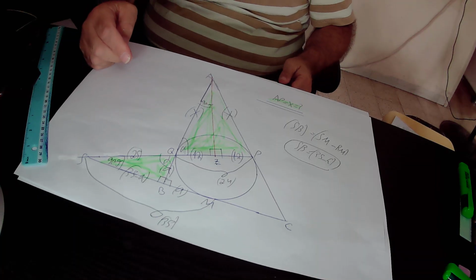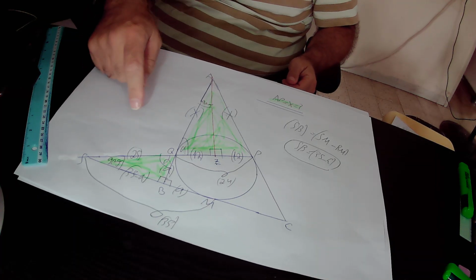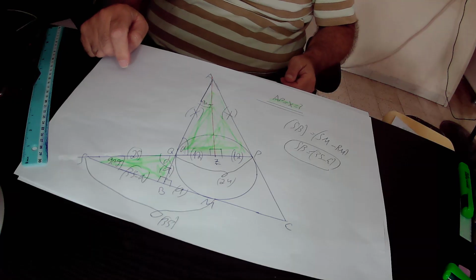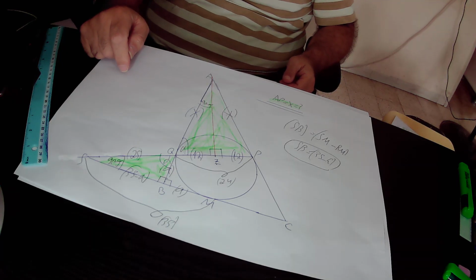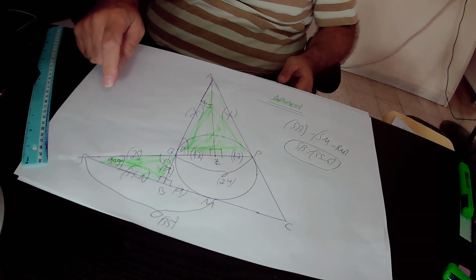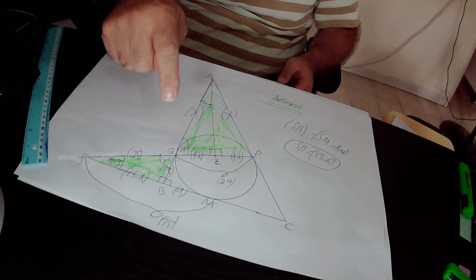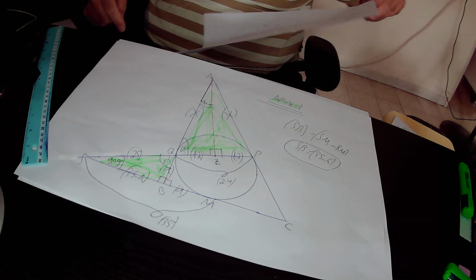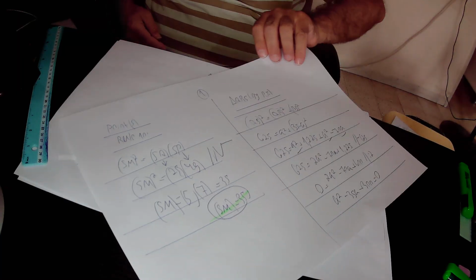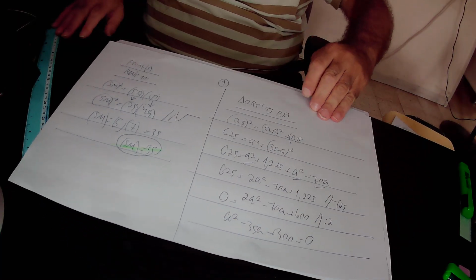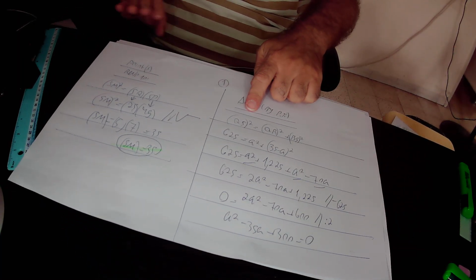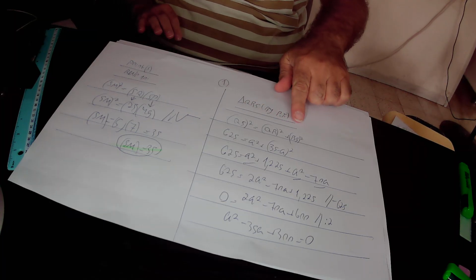So in the next step, implement the Pythagoras theorem on this triangle SQB. According to the Pythagoras theorem, SQ squared, that is the square of the hypotenuse, equals QB squared plus SB squared.